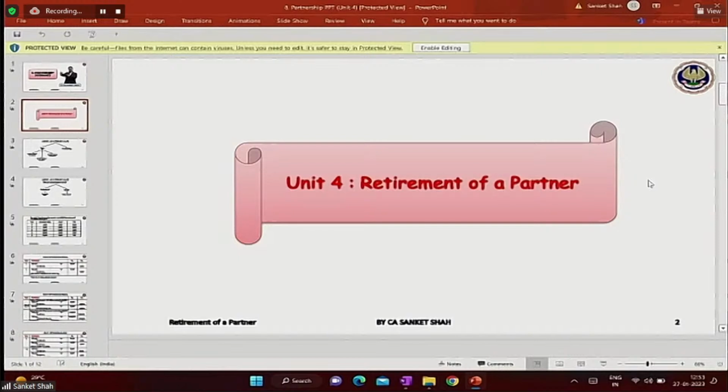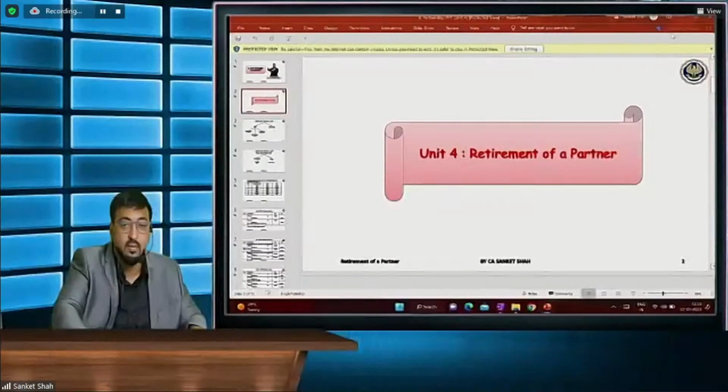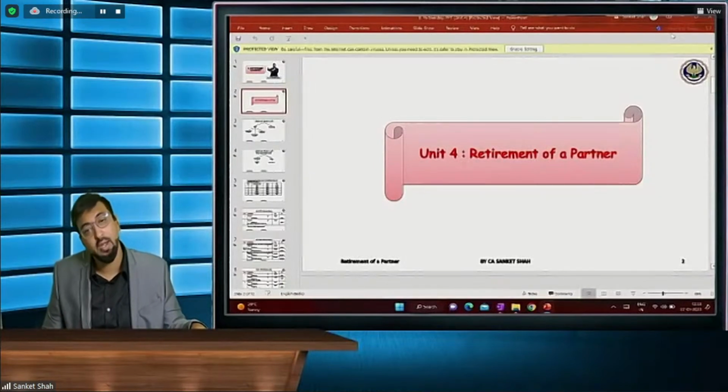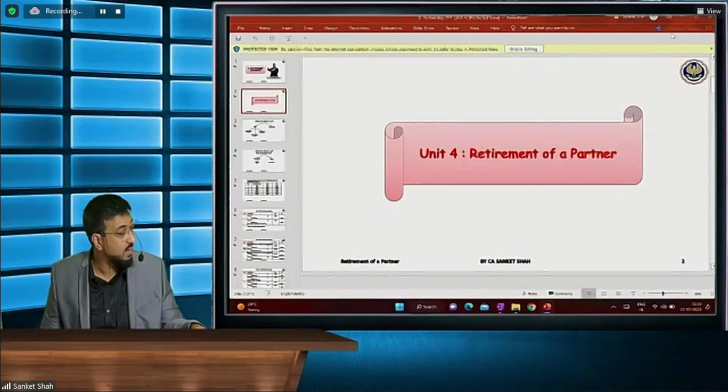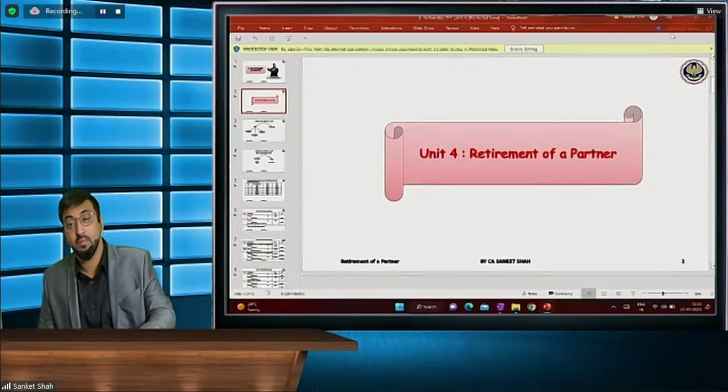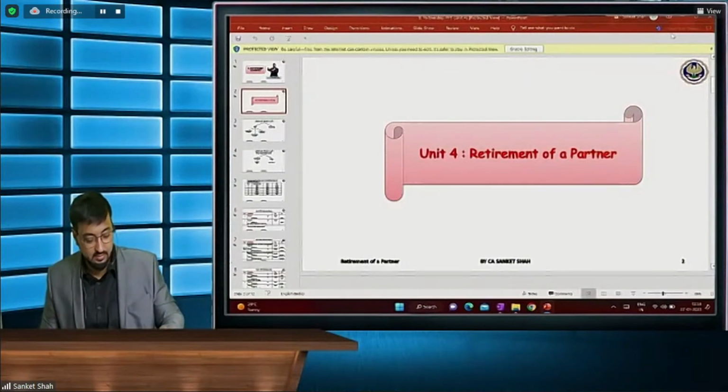बेटा, you understood this concept? Write down retirement of partners. So revaluation account and memorandum revaluation account. Same thing is in retirement also, beta. If you don't want to change book values, then beta. Yes.